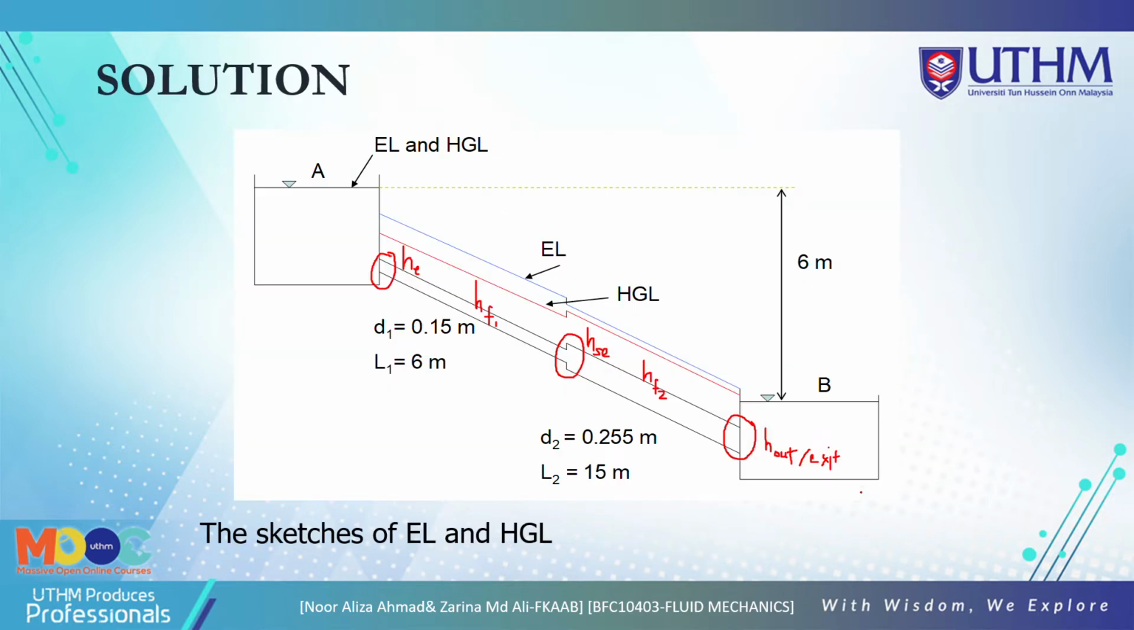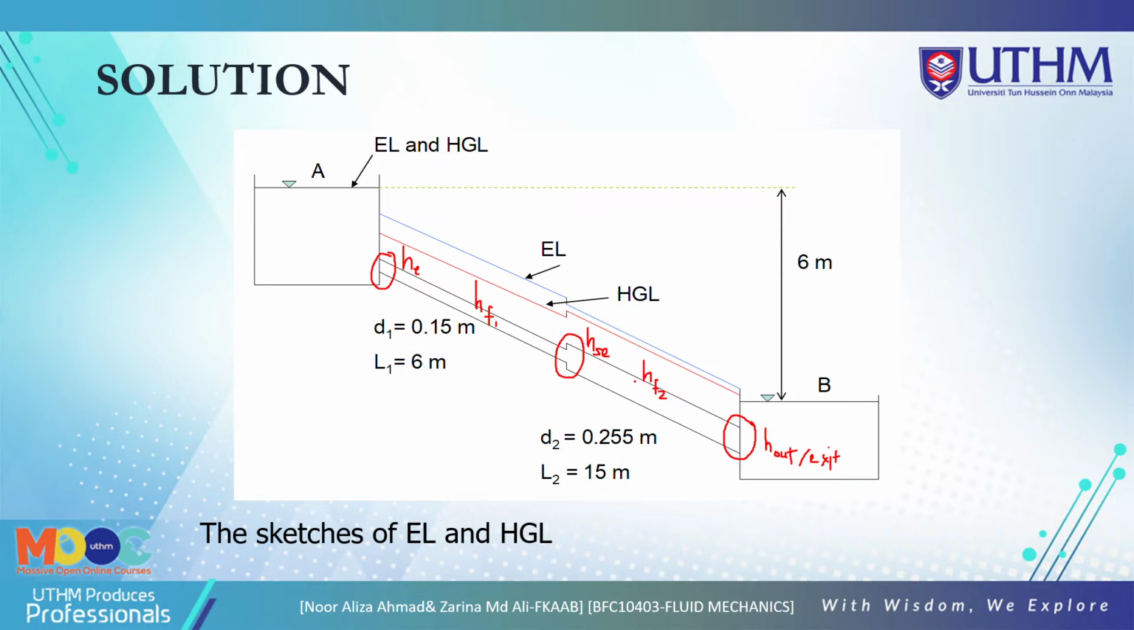Then you sketch. After you solve that, you must sketch the energy line here. The energy line is the blue line, and the red line here is the hydraulic grade line. So you just sketch the EL and HGL, and you get 3 marks for these sketches.